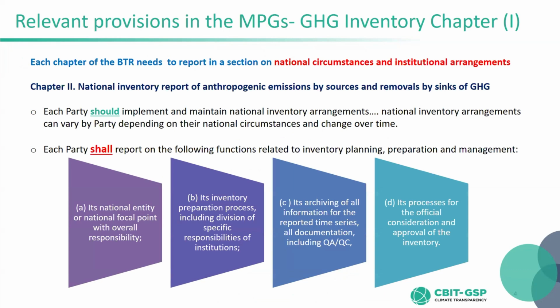According to the MPGs, in each chapter of the BTR, we need to report in the first section on national circumstances and institutional arrangements. You can find this in all BTRs already submitted. For the GHG inventory specifically, each party should implement and maintain their national inventory arrangements. These arrangements can reflect, for example, the specific national circumstances, so countries have the flexibility to design the system that works best for them.